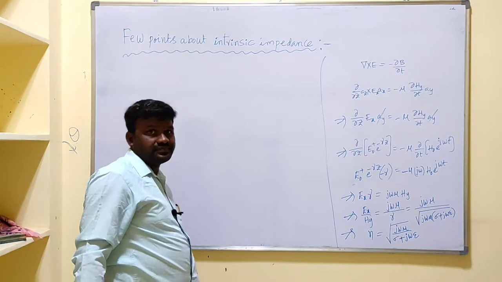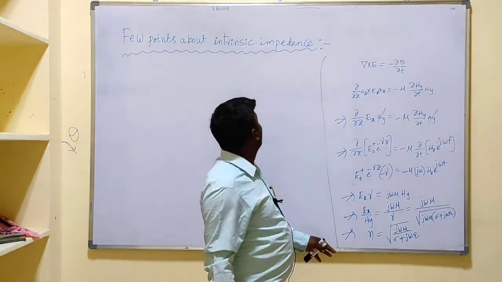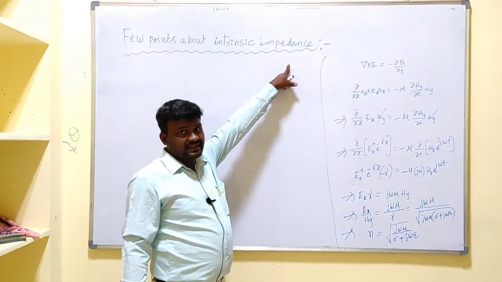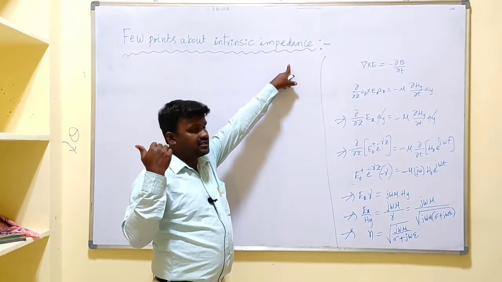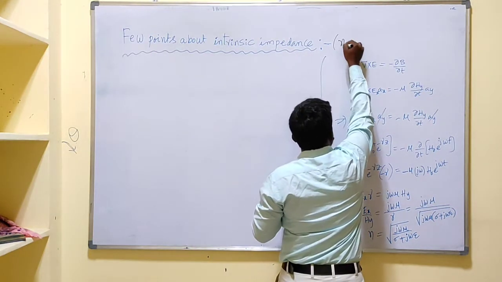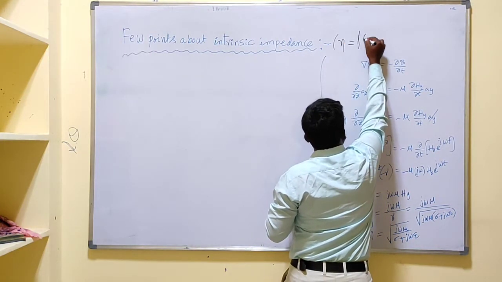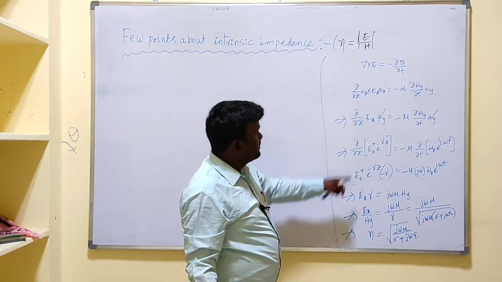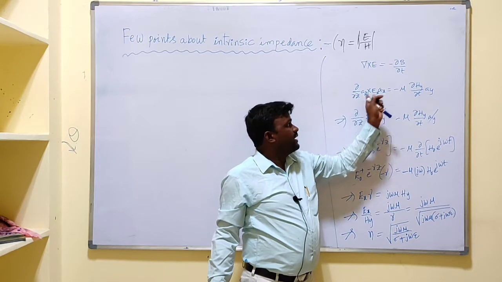Hi, in the last class we derived the expression for intrinsic impedance, that is, in the topic of the relations between E and H. One of the relations is eta equal to what? Eta equal to mod E by H, the magnitude of E by H. So that is, del cross E equal to minus dou B by dou t.